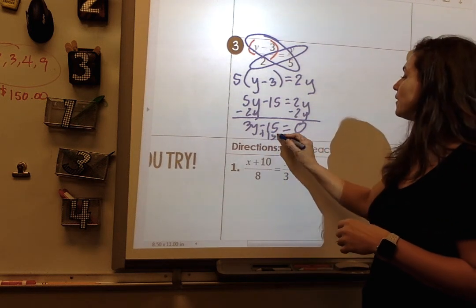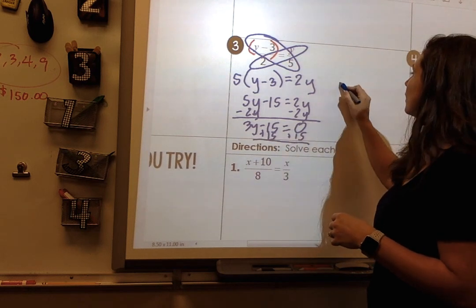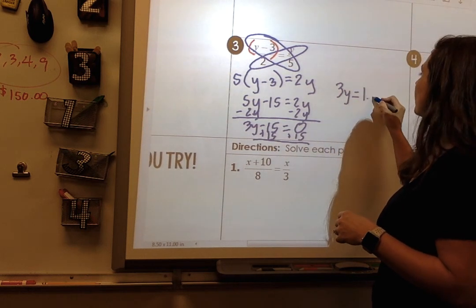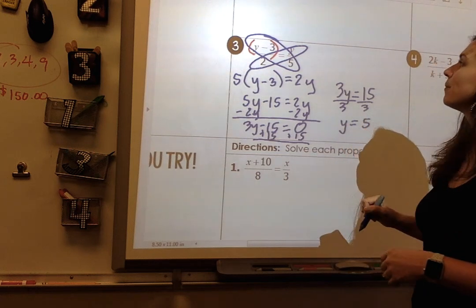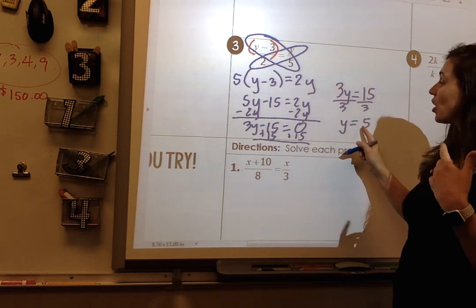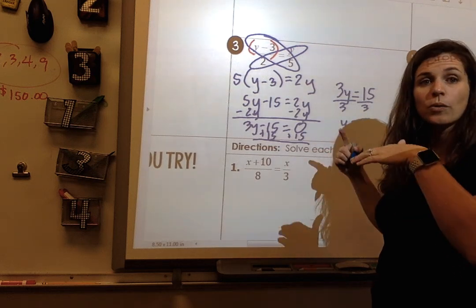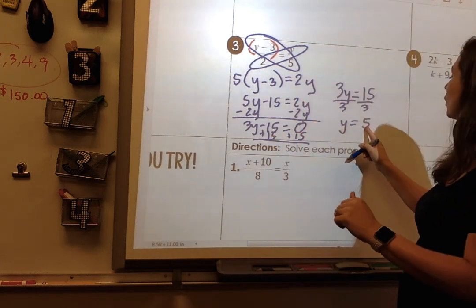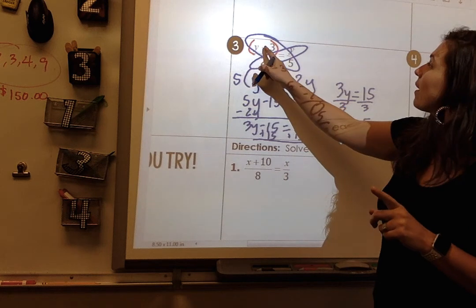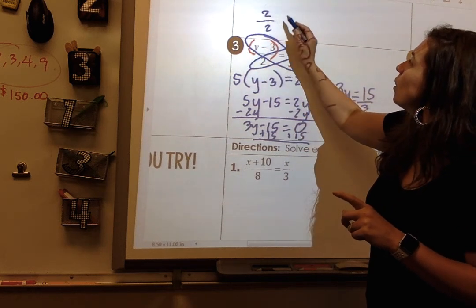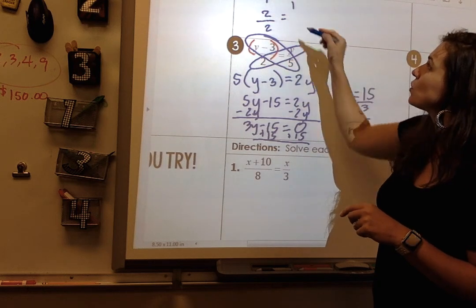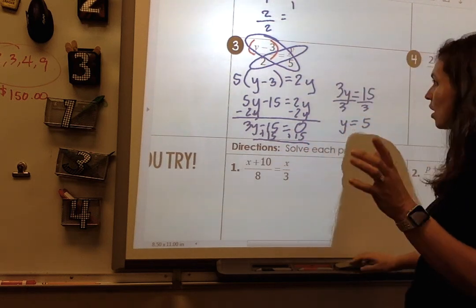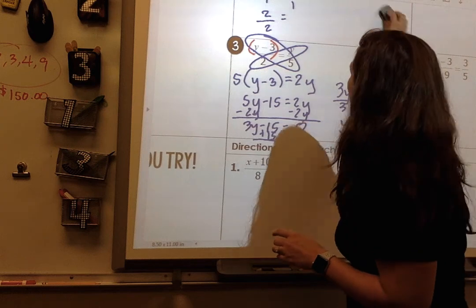Then I'm going to add 15 to both sides. I'm going to go over here because I don't have room. So I get 3y equals 15. Divide both sides by 3, and y equals 5. Of course, I can check my answer real quick. I'm not saying to go back in and evaluate, but a quick check is always good. So 5 minus 3 is 2, 2 over 2 is 1. y is 5, 5 over 5 reduces to 1, so it checks out. So I know I have the right answer there.